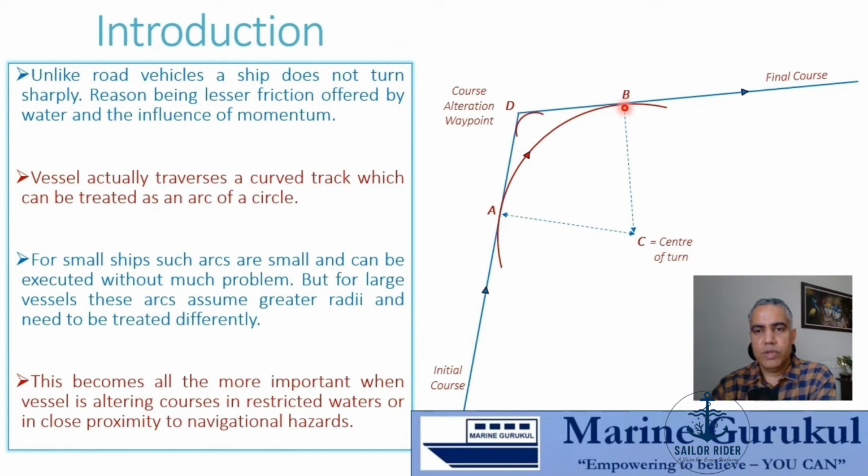So it becomes very important to check the safety of the passage along this arc and ensure that the curved path is not passing over any shallow patches or navigational dangers. So this is the importance of planning a turn in a passage plan. We need to identify this curved path on our chart or on the ECDIS. We need to check the accuracy. We need to check the safety of this curved path, that it is running through safe waters, not running over shallow patches or navigational dangers.